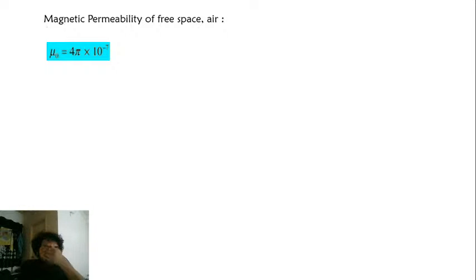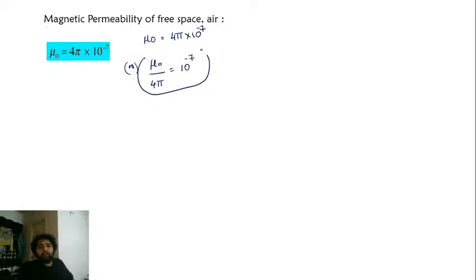So the magnetic permeability of free space, something we discussed. The value of mu naught is 4 pi into 10 to the power minus 7, or you can also say mu naught by 4 pi is equal to 10 to the power minus 7. This is the theoretical value. It has been calculated, observed experimentally. Again, this is the experimentally observed value of mu naught by 4 pi.